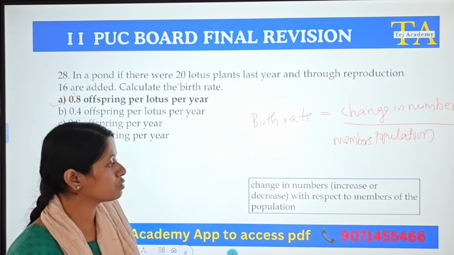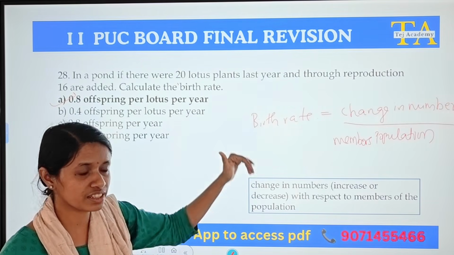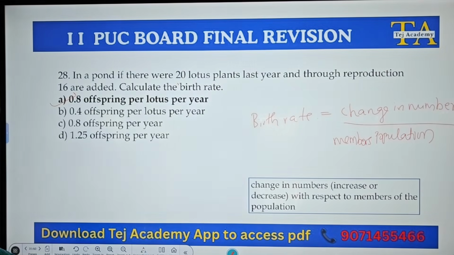Okay. If you want to calculate death rate, then you take the change in numbers, the decrease in number, divided by members of the population.